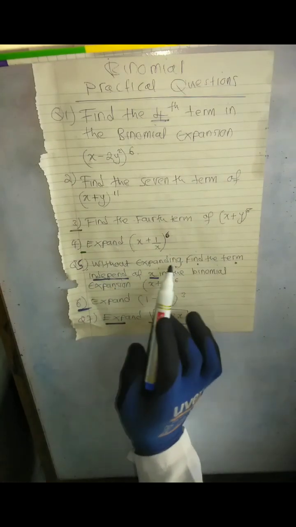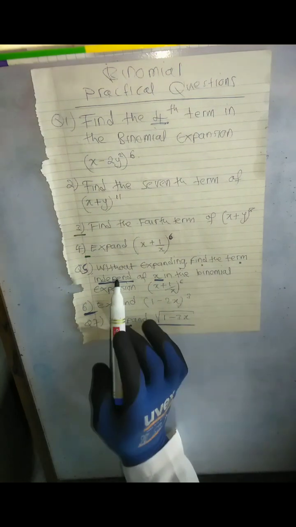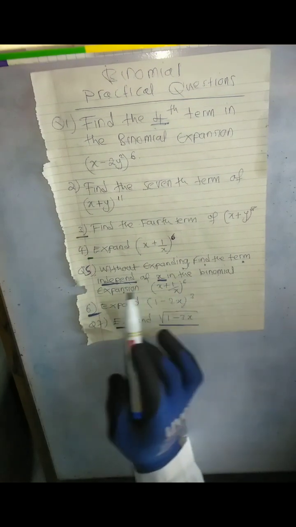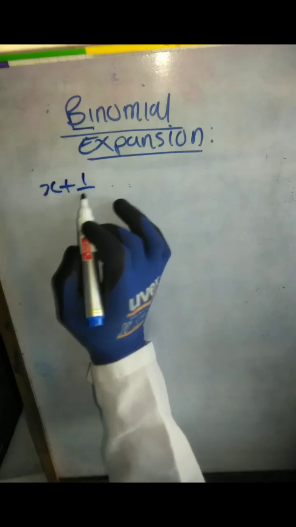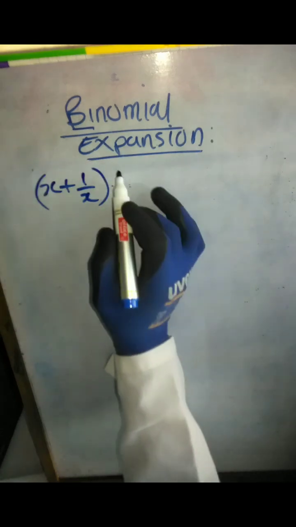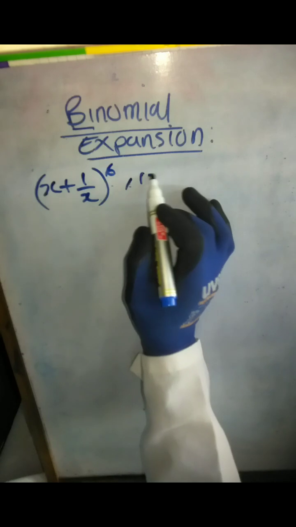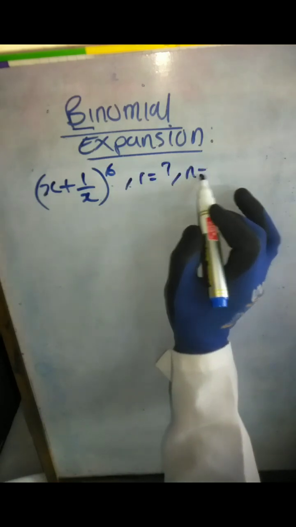So without expanding, find the term independent of x in the binomial expansion of this. So we're not going to expand, but we need to find the term independent of x. So we have x plus 1 over x, everything to the power 6. In this case, we are not given the r, which is the position of the term. So r we don't know, but n we have, it is 6.